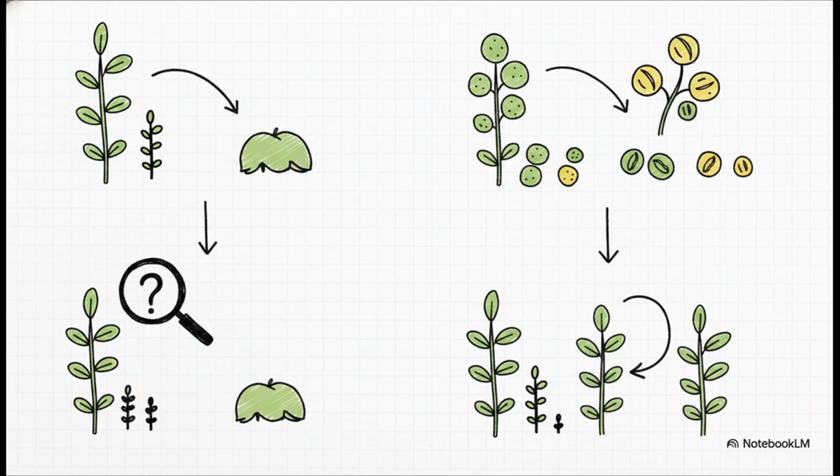A test cross is this fantastic genetic detective tool. You cross an individual with a totally unknown genotype against a homozygous recessive individual. Based on the offspring, you can actually figure out what that unknown code is. And finally, a back cross is any cross between an F1 hybrid and either of its original parents.